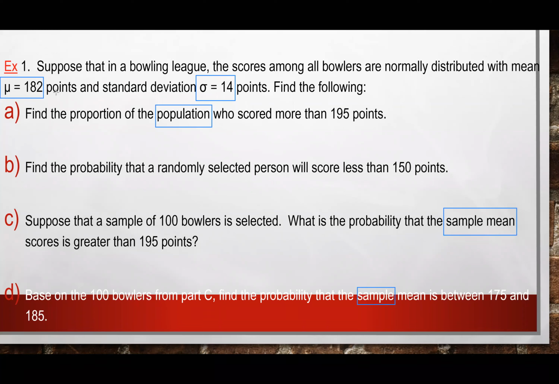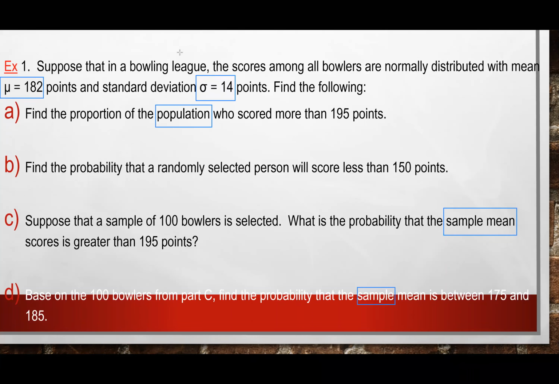And if they don't mention anything about a sample, then this is basically based on the population. Can you find the probability? For B, we're still using the population data. Only when they mention a sample, such as what is the probability that a sample mean, only when they mention a sample, that is when we have to do some adjustment. We still use the normal CDF, but we have to make some adjustment. Okay, so let's take a look at A.